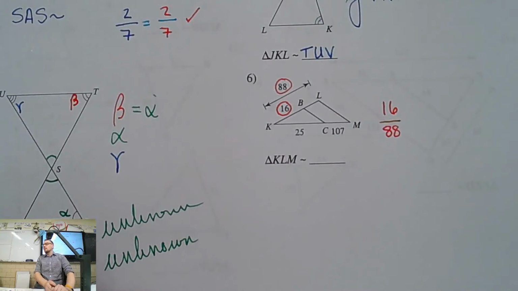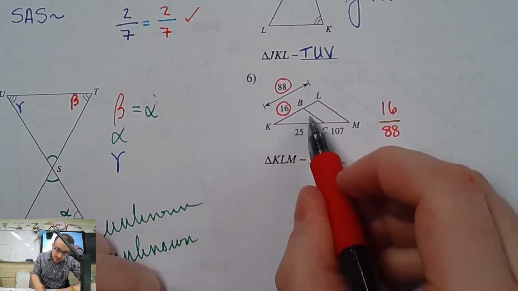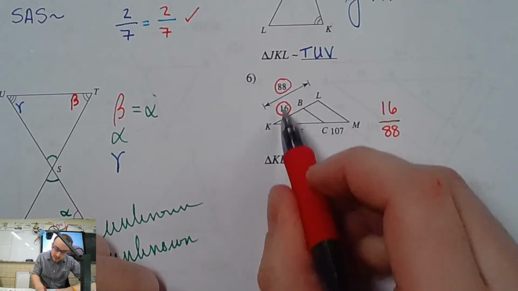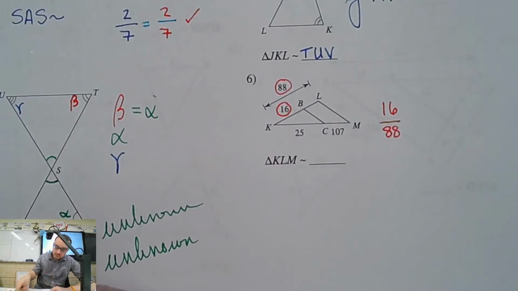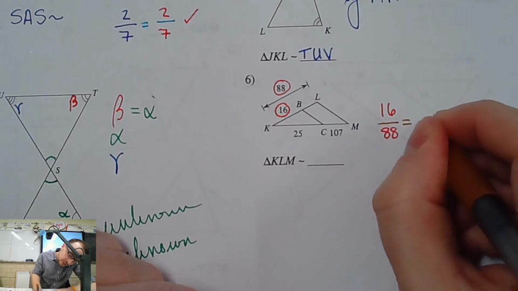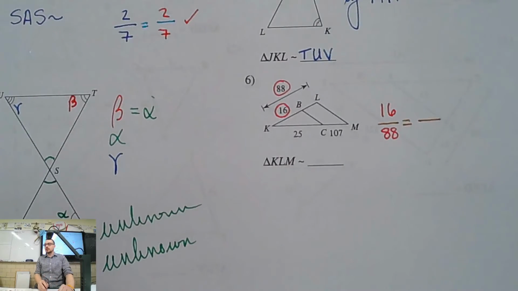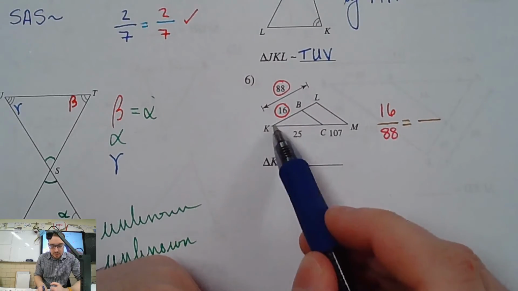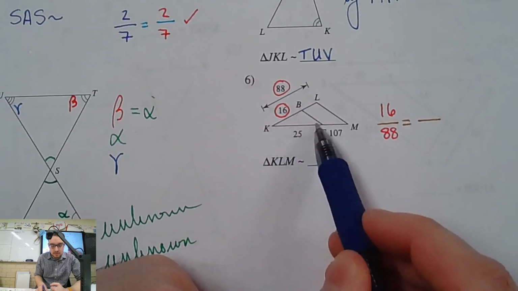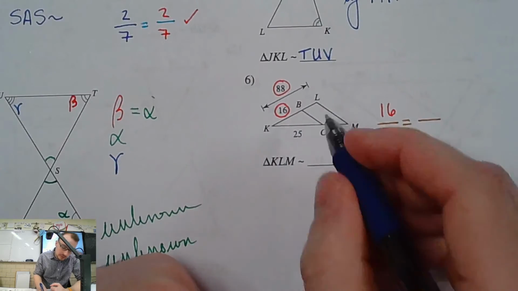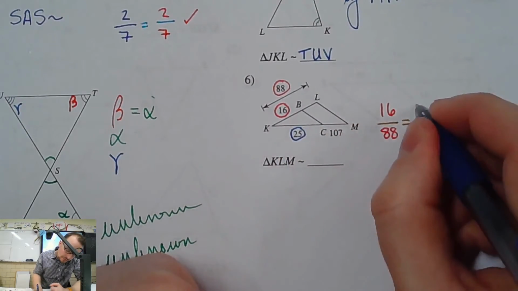It's weird when they overlap. But do you guys see how the two small sides go together? Small side of this guy is 16. Small side of this guy is 88. Cool. Now we're going to check and see if that's proportional to the other sides. What's the bigger side on KBC? Only thing funnier than 24, 25.